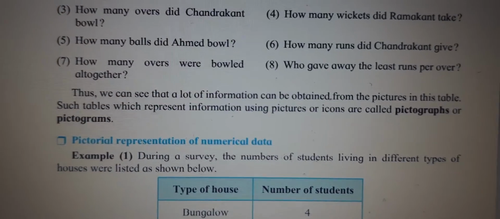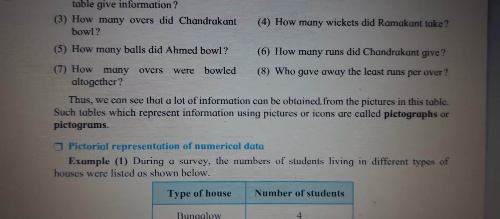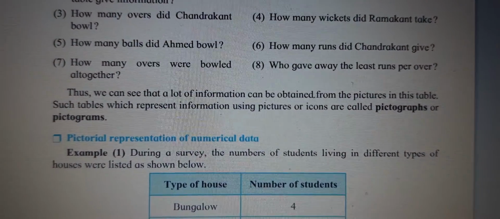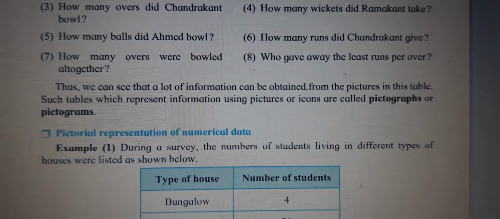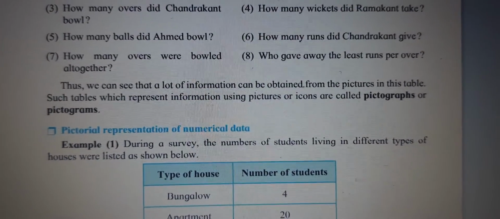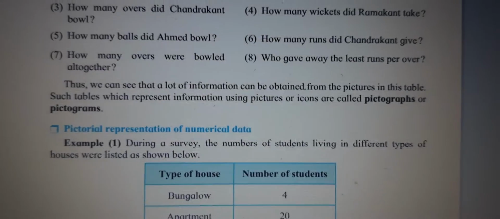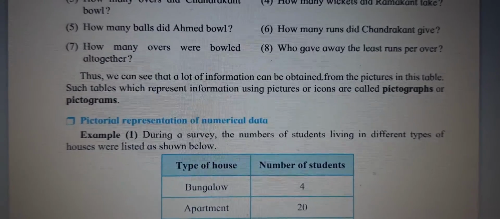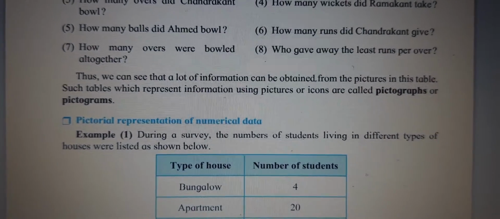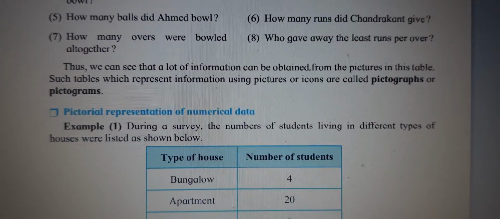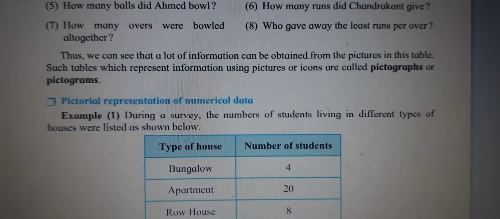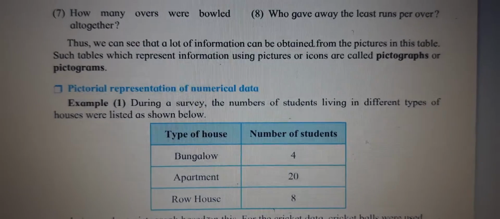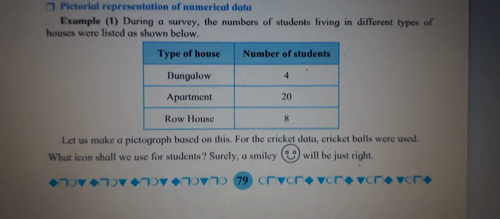Thus, we can see a lot of information can be obtained from the pictures. Just by looking at the pictures in the table, children, Venisha could answer the questions. Such tables which represent information using pictures or icons, you know icons, on your computer you must be having small icons, that is symbols or small pictures, are called pictographs or pictograms. This definition is very, very important. Now let us see the second example: pictorial representation of numerical data.